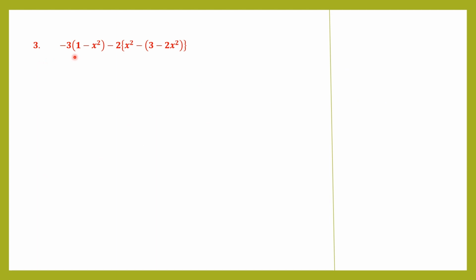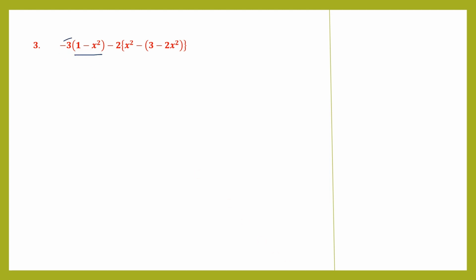Question 3. Now here we have common brackets, curly brackets, and inside the curly brackets we have common brackets again. So first let's work out these common brackets here that we have here. So let's finish with this first. So here it is minus 3 into this, isn't it? That means minus 3 into each term inside.